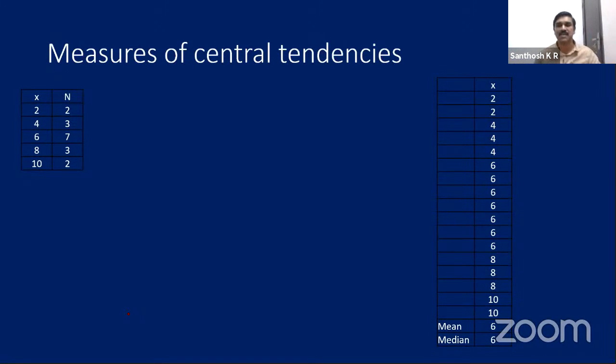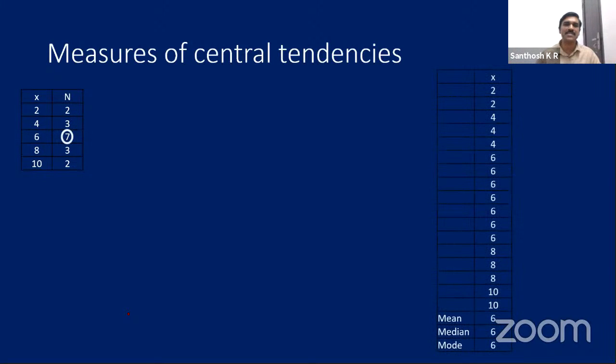If it is nominal, this is how we can arrange it into different categories. That means how many 2s are here? There are 2 2s. How many 4s? 3 4s. How many 6s? 7 6s. How many 8s? 3 8s. How many 10s? The 2 10s are here. Based on this, we can find out how many there are of each of these values, and we find that there are 7 6s here. So 6 is the highest frequency which we can see here. We call this average the mode.